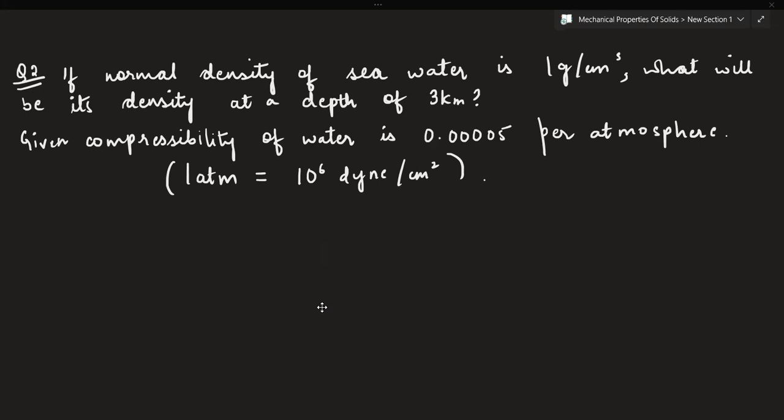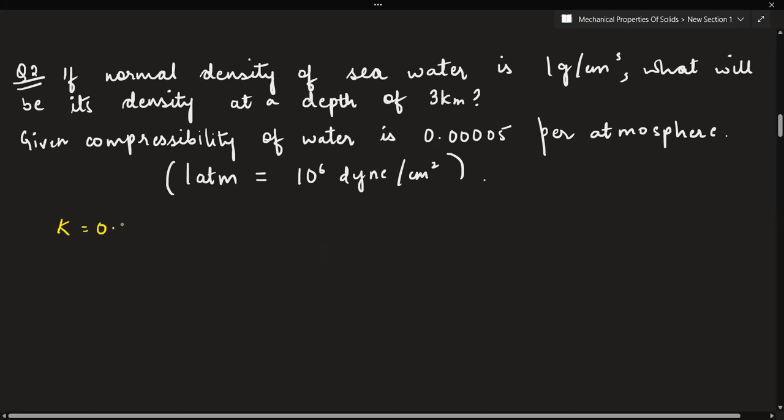Any answer for bulk modulus? One second. Okay, I'll help you. Look on the screen now. Compressibility K is given to you as 0.00005 per ATM.